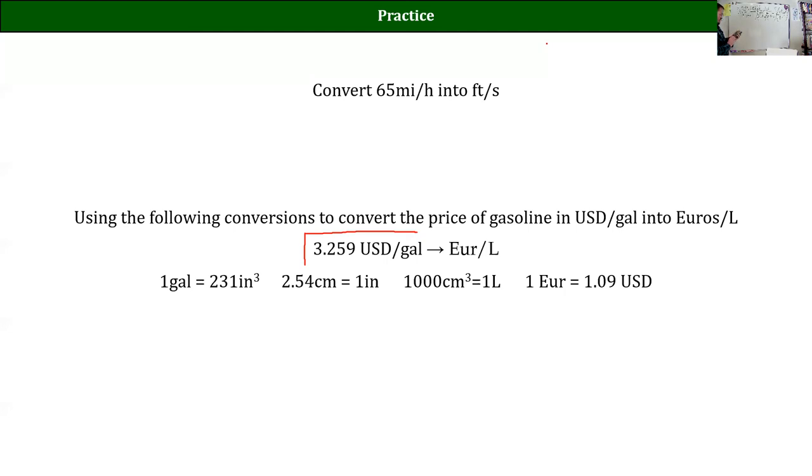(0.259/231/2.54³) times 1,000, 0.80, with four sig figs, 0.8609. So that's our price in dollars per liter. That looks a little bit weird to take dollars out to the 0.0001 decimal, right? To the 10,000th place.